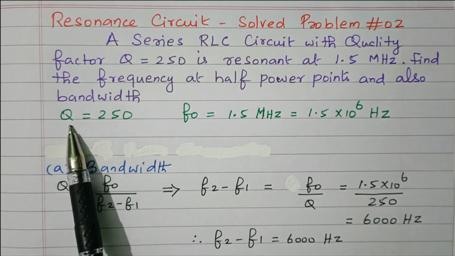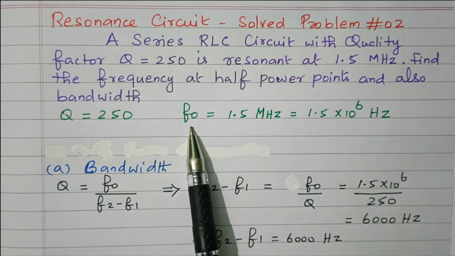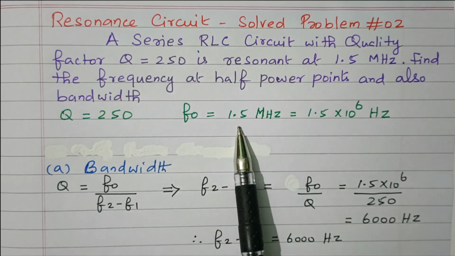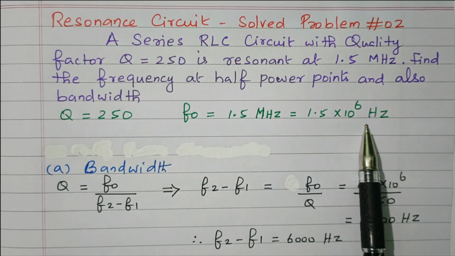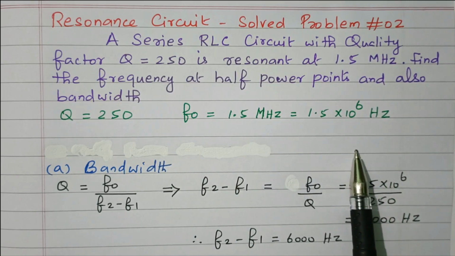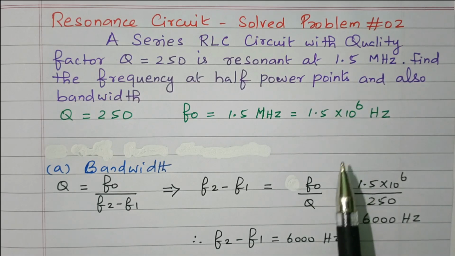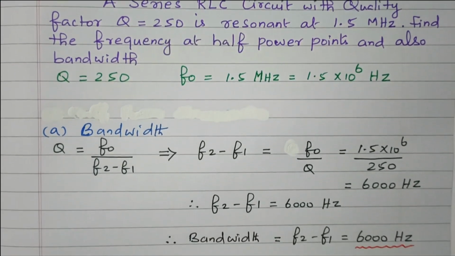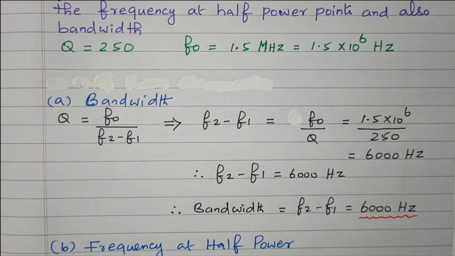So the quality factor is given, Q equal to 250. Resonant frequency is given, f0 equal to 1.5 megahertz, that is equal to 1.5 into 10 to the power 6 hertz. We need to find the bandwidth as well as the frequency at the half power points. First we will find the bandwidth. Bandwidth we'll find from the quality factor. Quality factor is given. From that we can easily find the bandwidth.